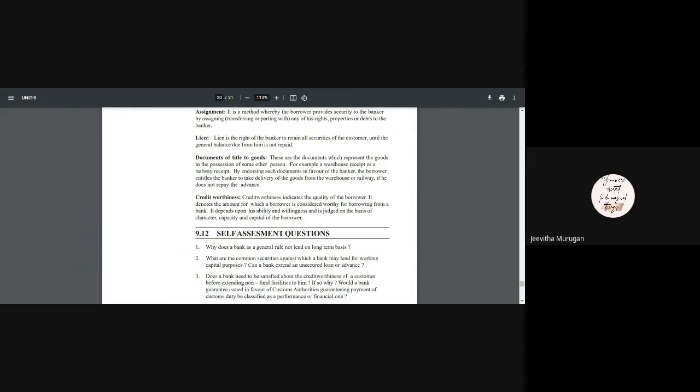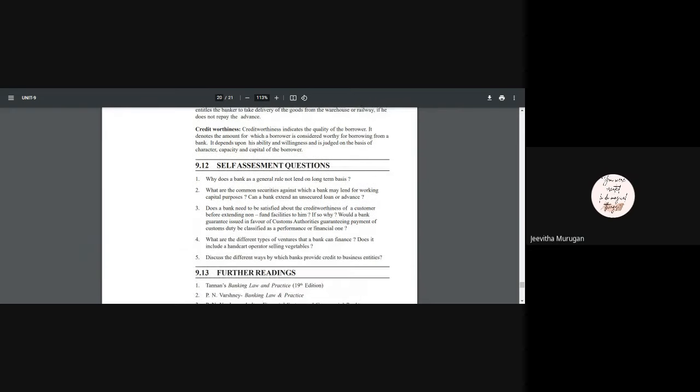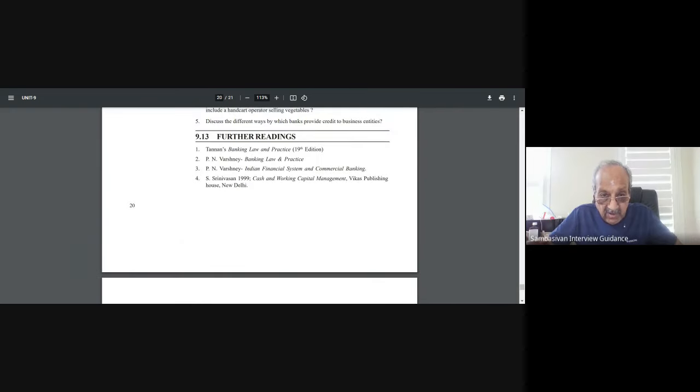Good. This is a very simple material. It's from a textbook. Okay, sir. It tells easily about all these points, because many of them do not know what is overdraft, what is cash credit and all. So that way, this material will certainly be useful for them. Okay. I am stopping the recording.